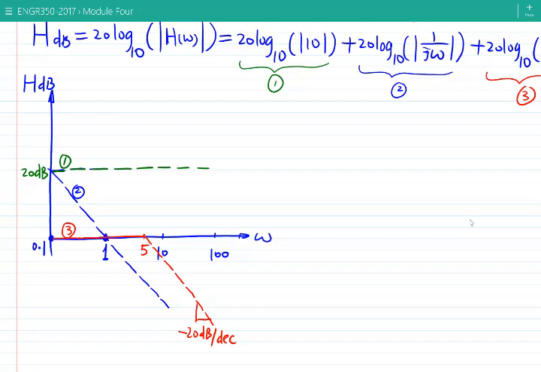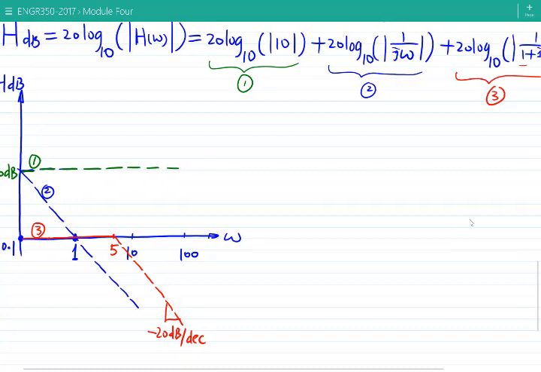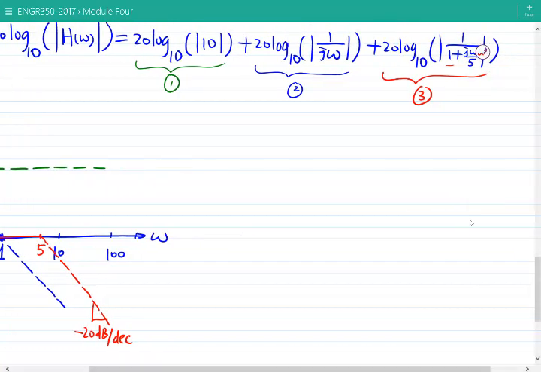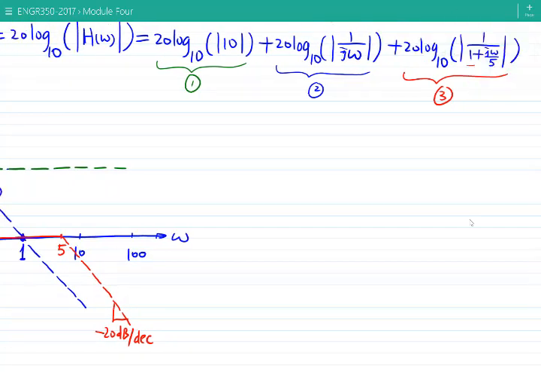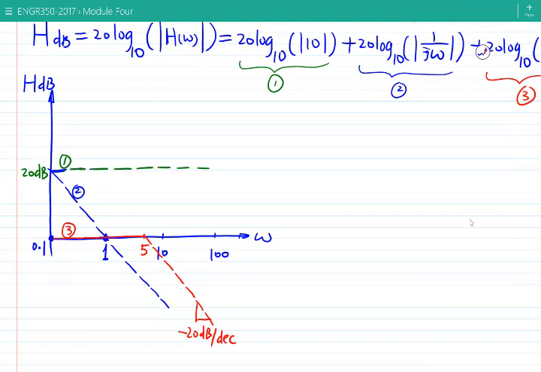Okay, now we are going to sum them up. We are going to sum up the dB values for factor number 1, factor number 2, and factor number 3. Let me change the color here. Okay, let me go from the beginning. In the beginning, factor number 3 has 0 dB. Factor number 2 is a linear line with a slope of minus 20 dB per decade.